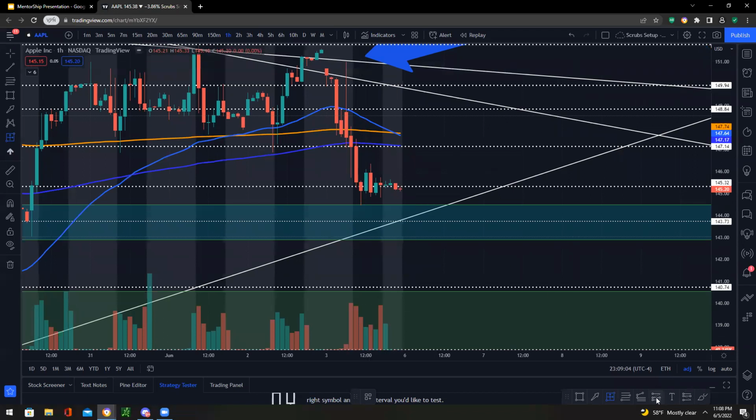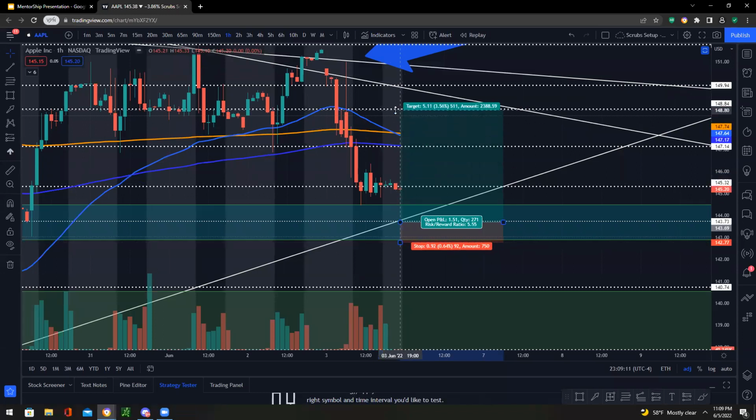Just to visualize it, let's say I enter here, and that's my stop loss. I already know my target. My targets are up here, right? So this is upwards of possibly an 8-to-1 risk reward. So kind of think of it like that.